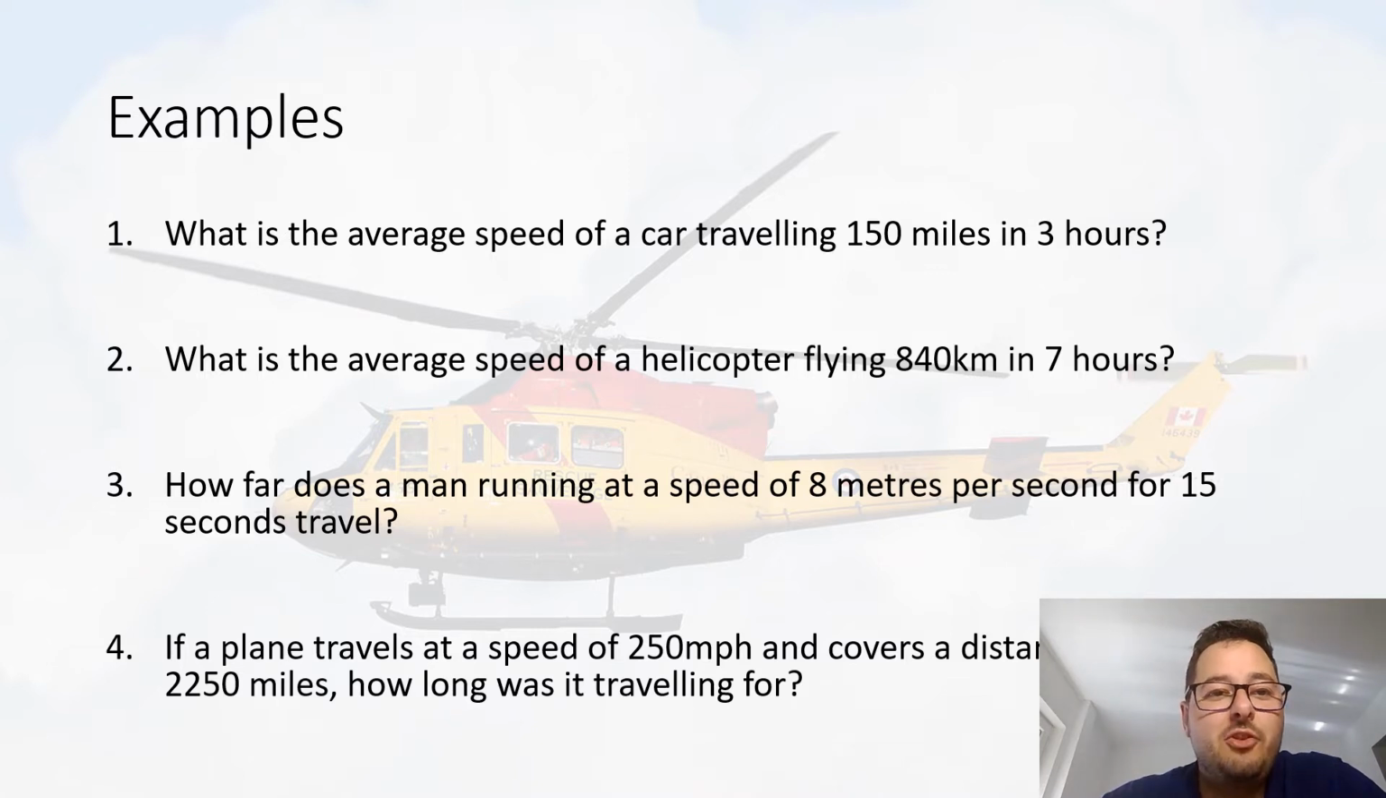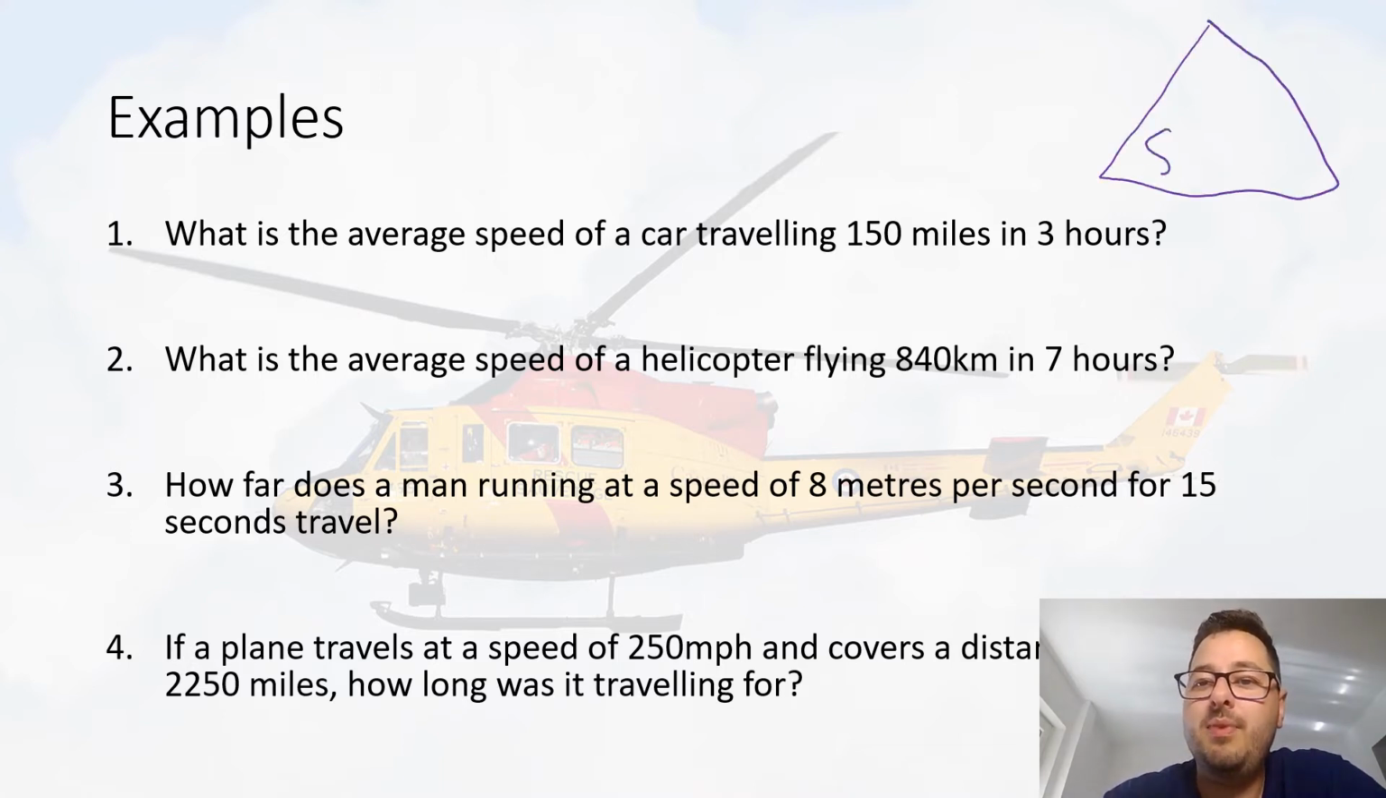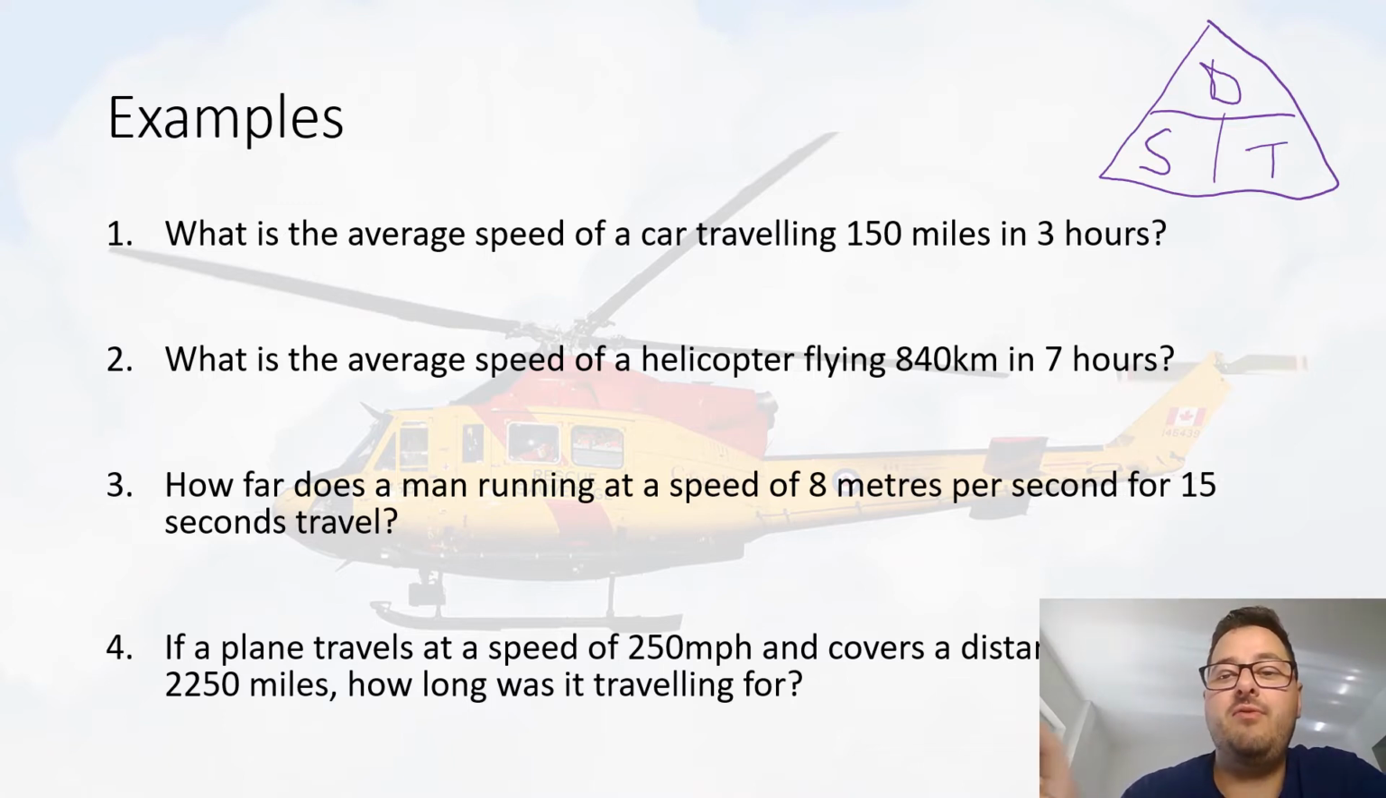Okay, so let's just have a look at some examples. These are all without a calculator and all to do with speed. So let's just get our triangle up. So it was speed is distance over time. Okay, and now let's have a look at the questions. Feel free to pause the video or we'll just do them together. So number one says, what is the average speed of a car travelling 150 miles in 3 hours?